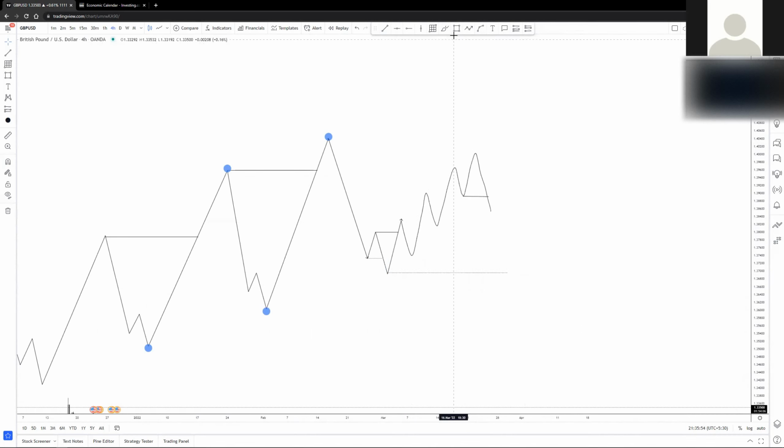Okay, so what we are going to do is use that as the inducement and then look for something below that. That's the fuel for the liquidity now. Yeah, okay, now that's the fuel. So now we're going to look for something below that.